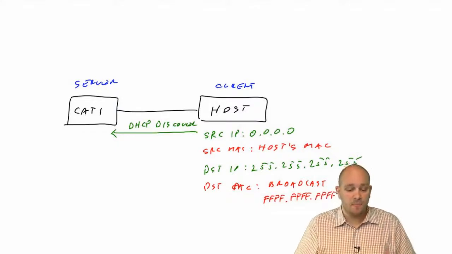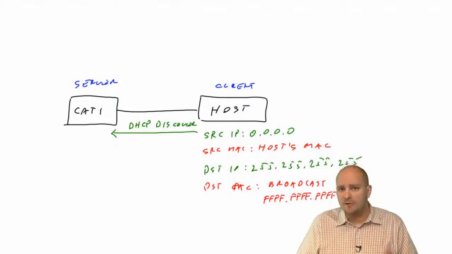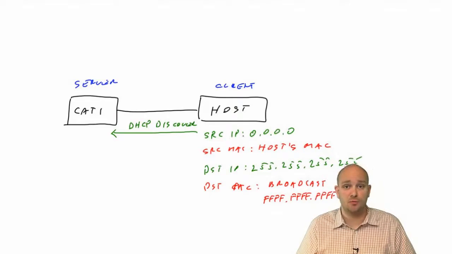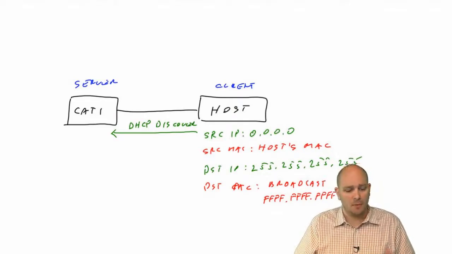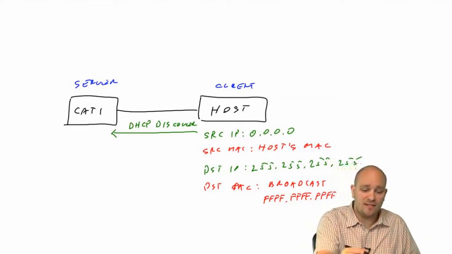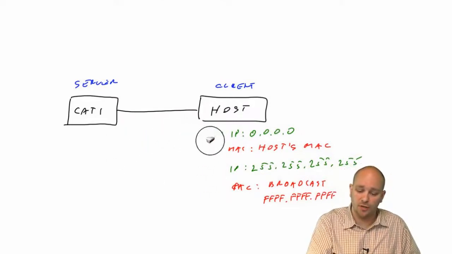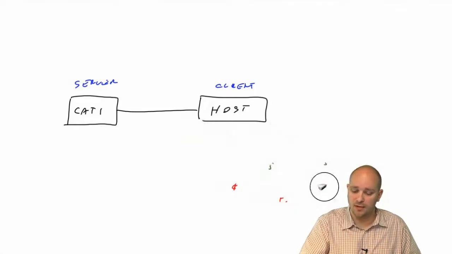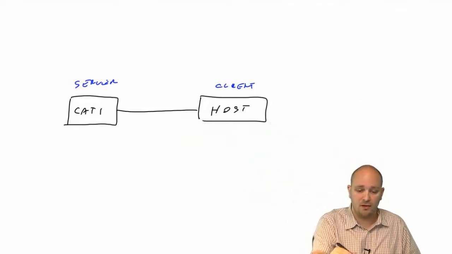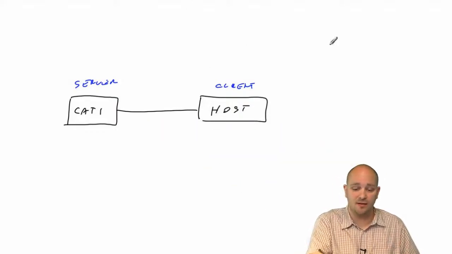Let me just write this down so that you can actually see it. This DHCP discovery message is going to go out, as I said, on the local segment. If we have multiple servers, this message may end up being received by multiple servers, but we are going to keep things simple. Let's say that Cat1 is the only server in this case. So our Cat1 will need to respond to this request. Very good.